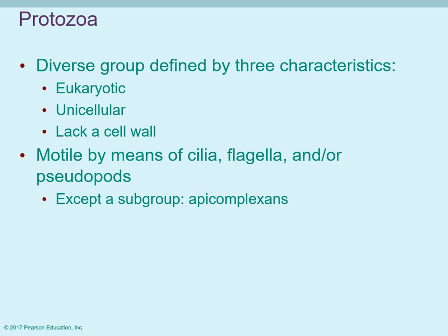We're going to start with protozoans. They're a very diverse group. Obviously, they're eukaryotes because we're studying them in this chapter. They are unicellular, meaning they just have one cell. They lack a cell wall. They can be motile by several different means, either by cilia or flagella. They may have pseudopods.